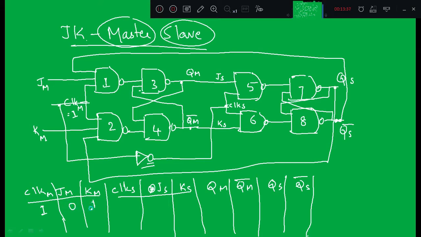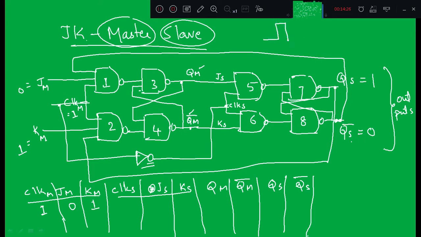Okay, so I will explain it for 0 1. Let us say JM is 0 and KM is 1, and let us assume the previous state of the slave is 1 0. Here we are going to see the output of the slave, because these two are my final outputs. These are the intermediate outputs, QM and QM bar, which we are not talking about. We are talking only about QS and QS bar, which will become my final outputs. Now when JM is equal to 0 and KM is equal to 1, at the slave end you are expecting QS equal to 0 and QS bar equal to 1.